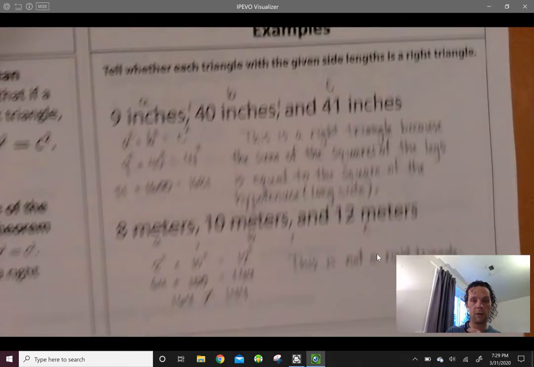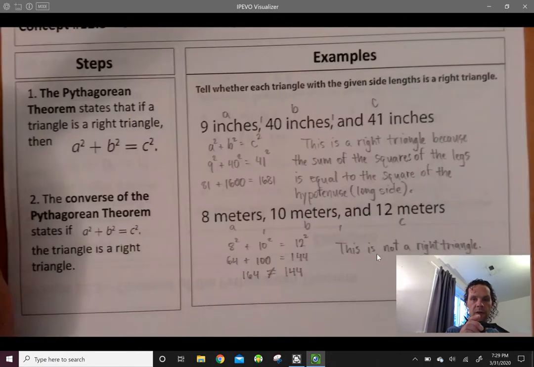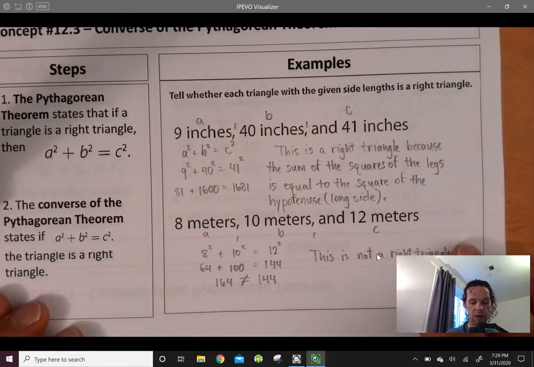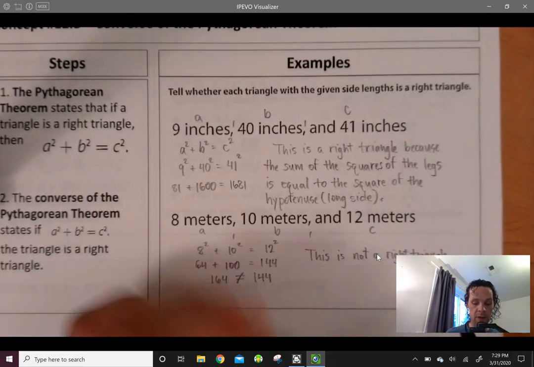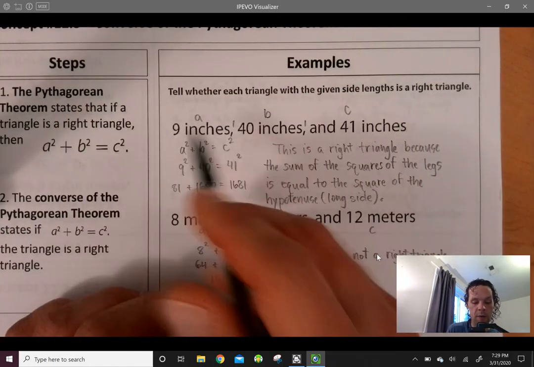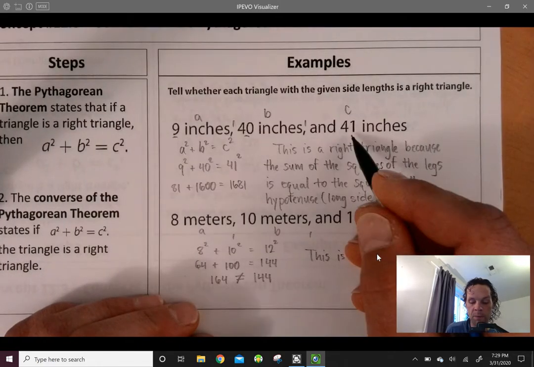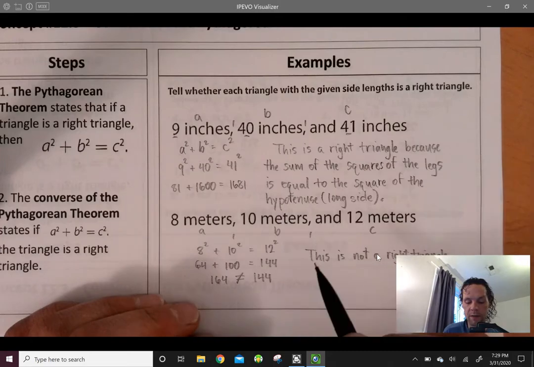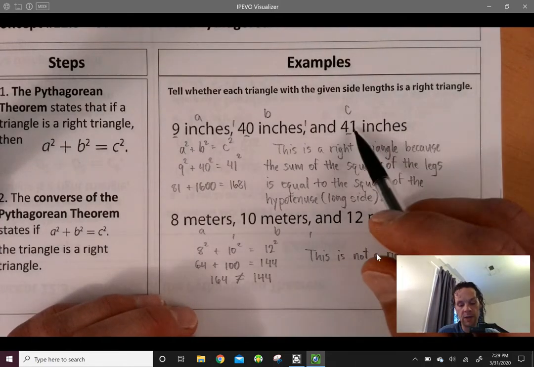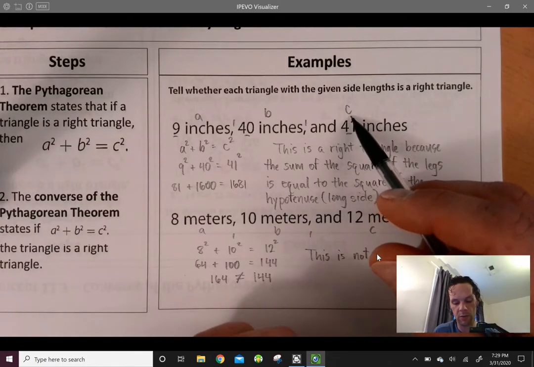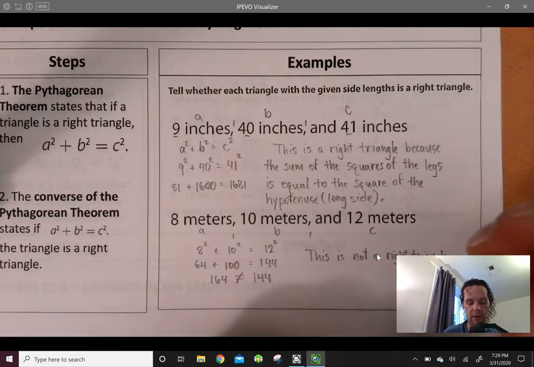Okay, everyone's looking at this page right here, and it's kind of the same thing. We're trying to figure out if each one of these triangles is going to be a right triangle. We just use the Pythagorean theorem. We plug these values in. I'm going to substitute 9 for A and 40 for B, and I'm going to put 41 in place of C. And I know that has to be C because the hypotenuse, or C, is always the long side. That will be opposite of the right angle.